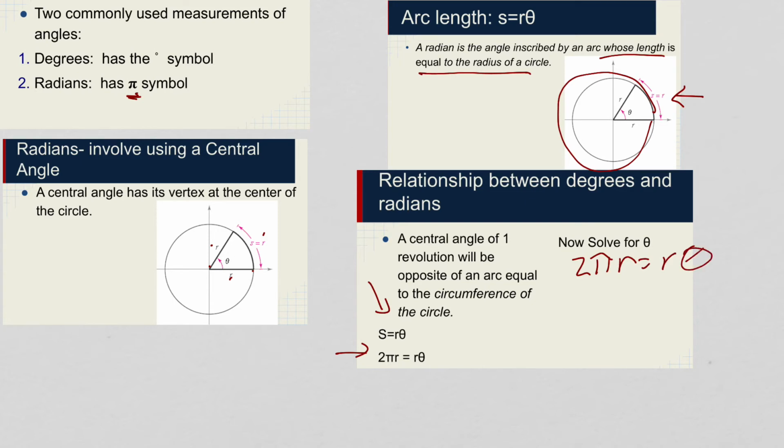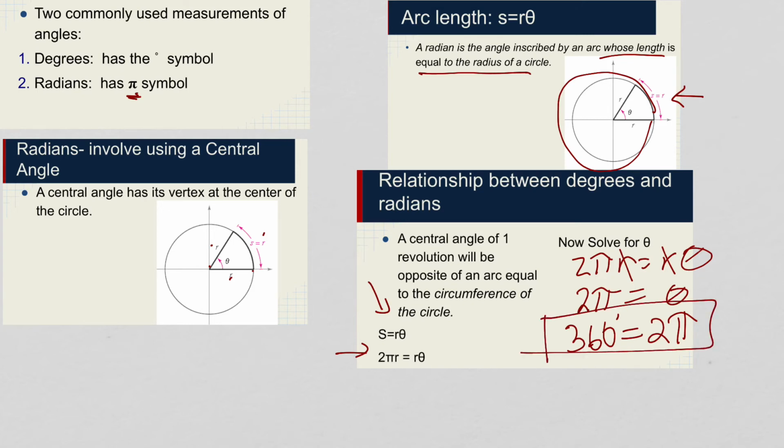So if I divide the r's over, they cancel out. So I get my theta to be 2 pi. What is 2 pi? Well, that is 360 degrees. So we know that 2 pi radians around the whole circle is represented as 360 degrees. I could go ahead and keep breaking this down. If I divide by 2 and half the 360, I get it to be 180 degrees, which is pi radians. And I could keep going and getting more.